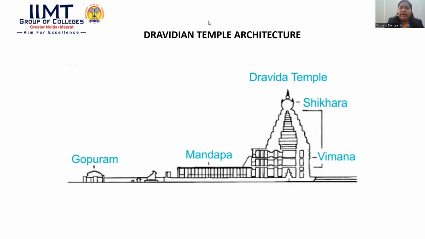Dravidian temple architecture. So you can see the structure of the temple. It starts with the Gopuram as the entrance gate. Then you can see Nandi, the symbolic form, and next is Mandap. Mandap is a pillared hall or walking area, and then the main temple, the Garbhagriha. Above the Garbhagriha, there is a shikhar called Viman. So it is pyramidal in shape.